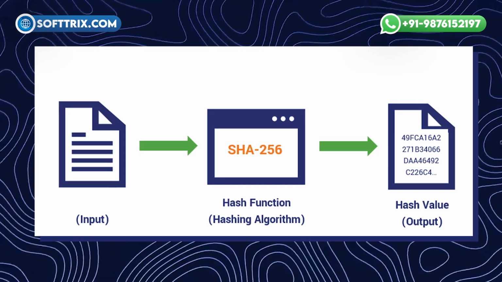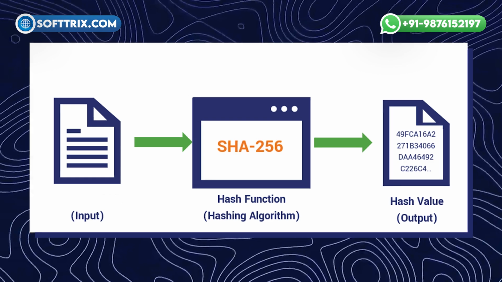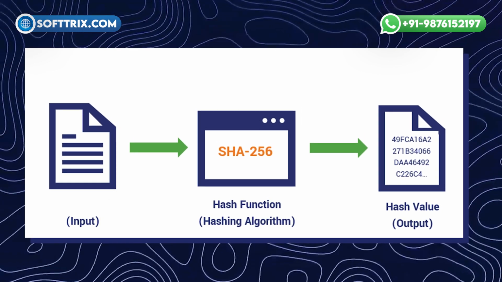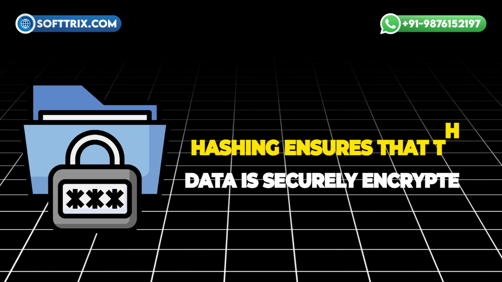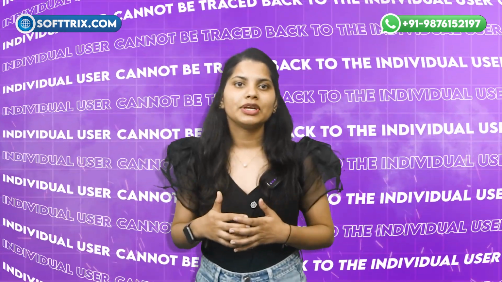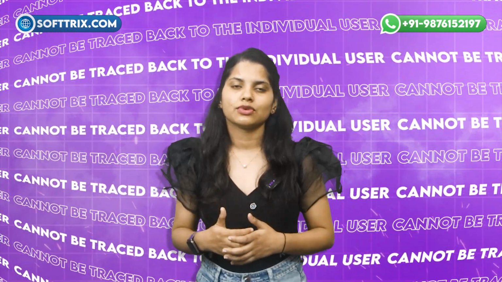Hashing. The first-party data is hashed using the SHA-256 algorithm before it is sent to Google. Hashing ensures that the data is securely encrypted and cannot be tracked back to the individual user.